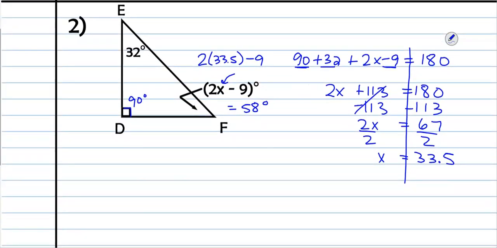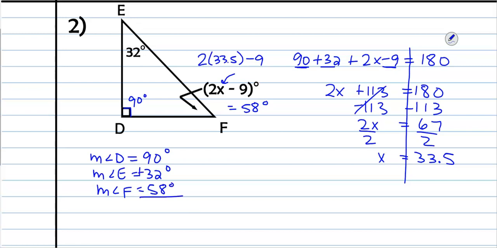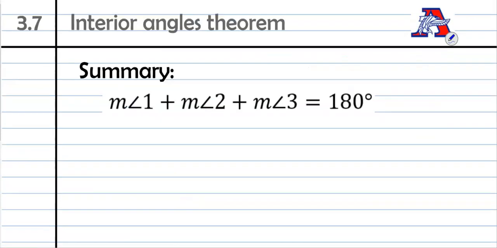And then once again, I'm just going to list them all quickly. So measure of angle D was 90 degrees. Measure of angle E, that one was given to us. It was 32 degrees. And measure of angle F is 58 degrees. And if we add all those up, 0 plus 2 plus 8 is 10. Carry the 1. And then we have 9 plus 1 is 10. Plus 3 plus 8 is 18. So they do all add up to 180 degrees.